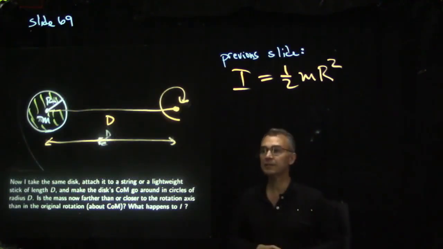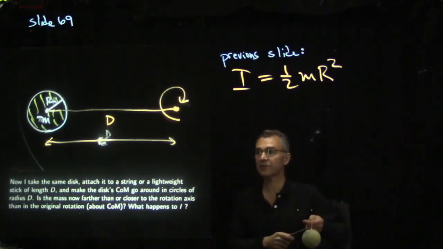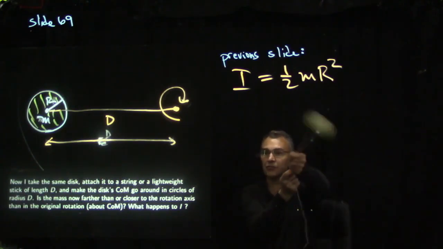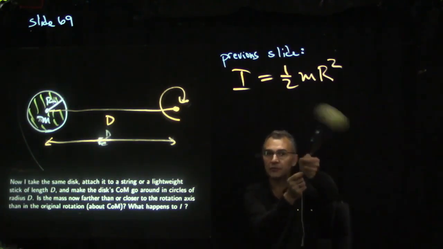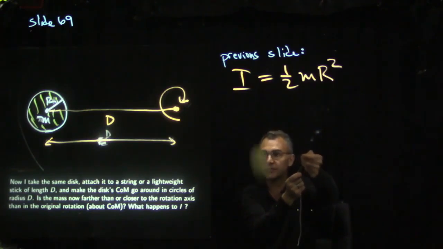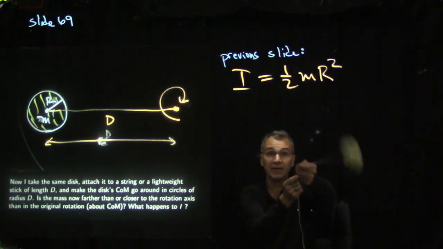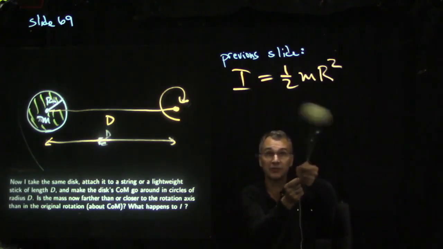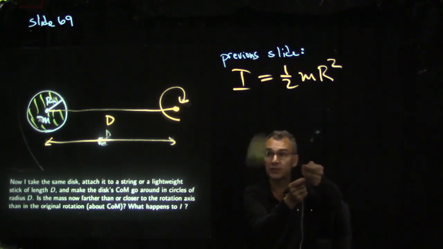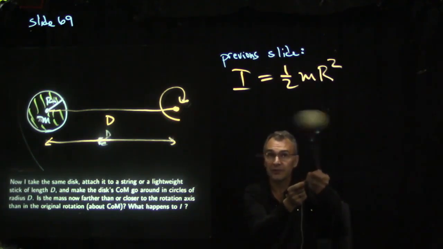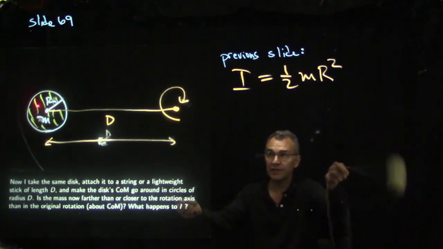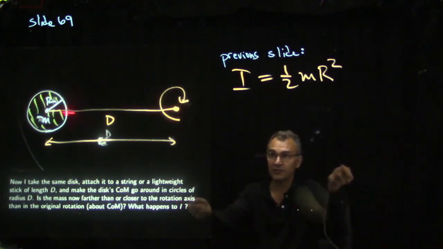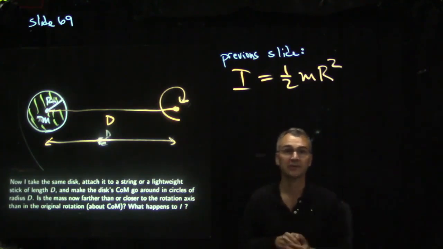Now we take this same disk and attach it to a string or a lightweight stick of length d and make the disk center of mass go around in circles of radius capital D. Is the mass now farther than or closer to the rotation axis than in the original rotation about the center of mass? Well, I think the mass is all quite a bit farther away than it was originally, and to figure out what the new rotational inertia is, we can use the parallel axis theorem. So we take the original rotational inertia of this object about its center of mass, and then we add to it md squared, where d is the distance to the new rotation axis. So that's the parallel axis theorem.